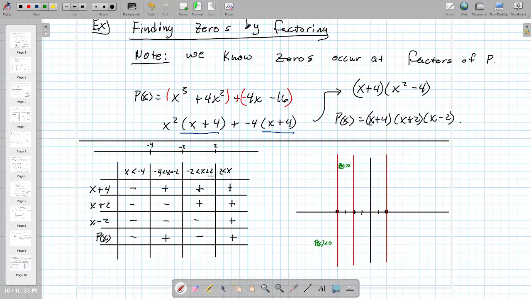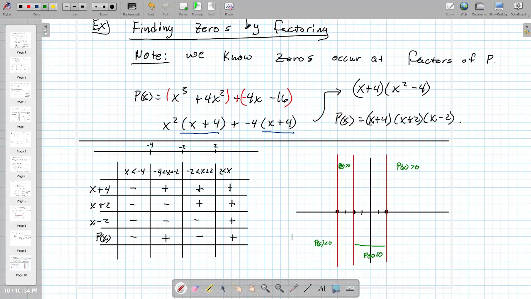Between negative 2 and 2, p of x is negative. So on this entire interval, p of x is less than 0, so it's below the x-axis. And then when x is bigger than 2, p of x is positive. So we'll be up here on this interval. So we know it's going to go something like this.